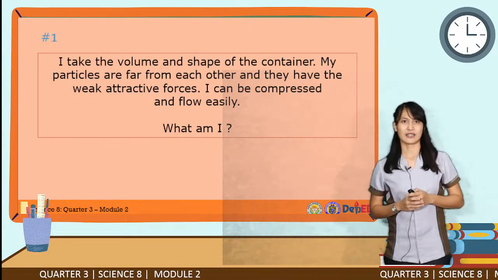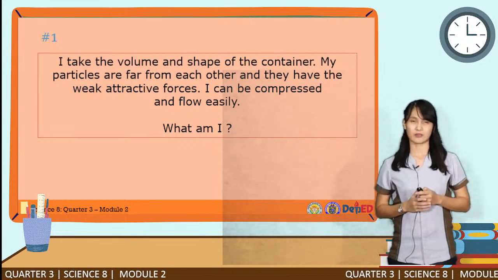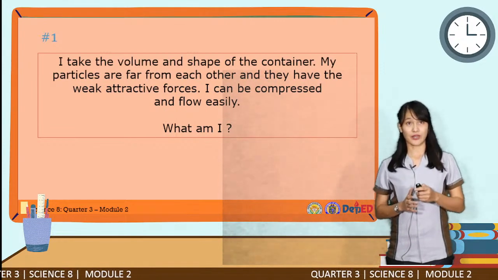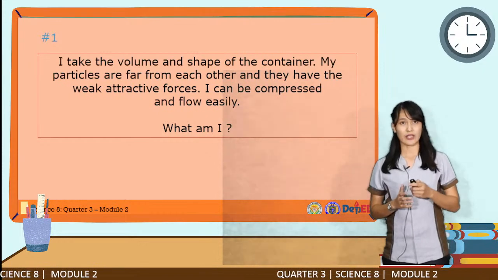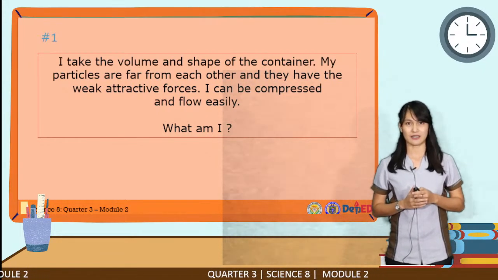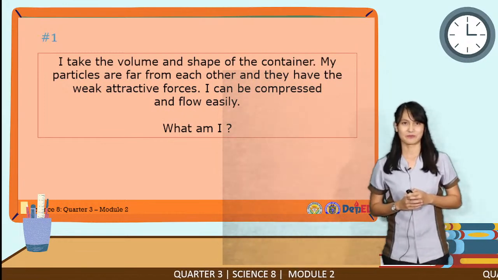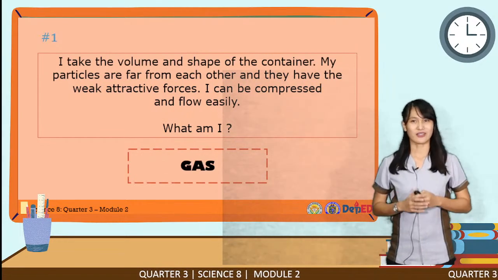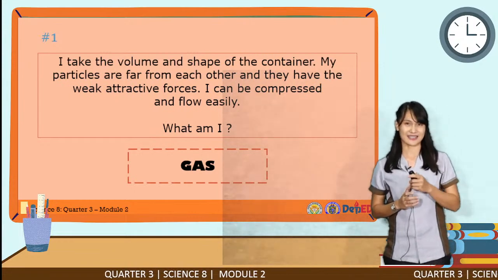Number 1. I take the volume and shape of the container. My particles are far from each other and they have weak attractive forces. I can be compressed and flow easily. What am I? You got it right. The answer is gas.